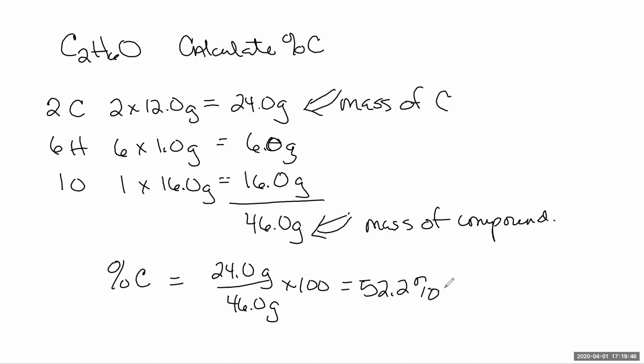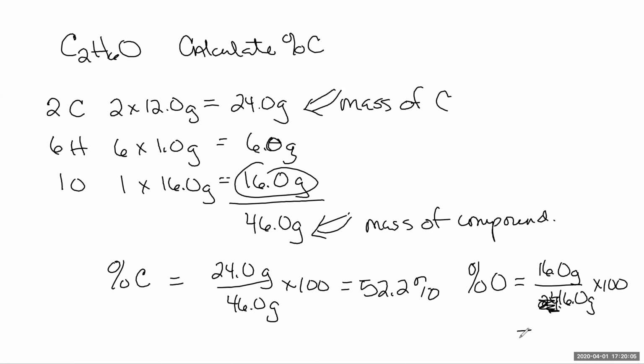If I wanted to figure out my percentage of oxygen, the only difference is that my numerator would not be 24, but my mass of oxygen, which is 16. And I'd go 16 grams divided by 46.0 grams times 100. And 16 divided by 46 times 100, I believe, comes out to be 34.8%. So this is a fairly easy calculation to do once you know how to do molar masses.